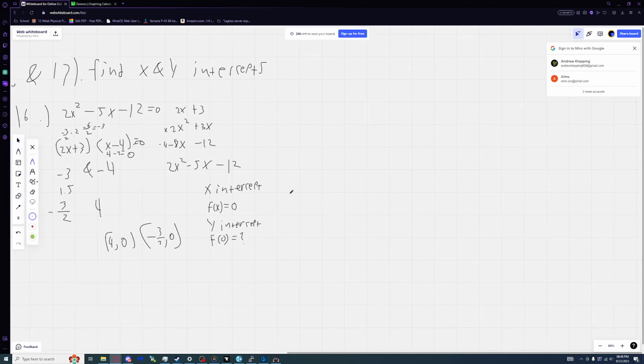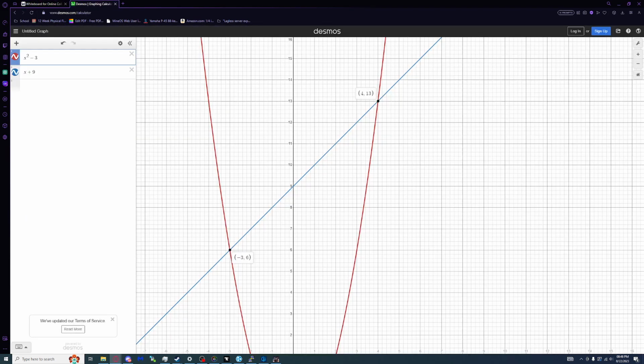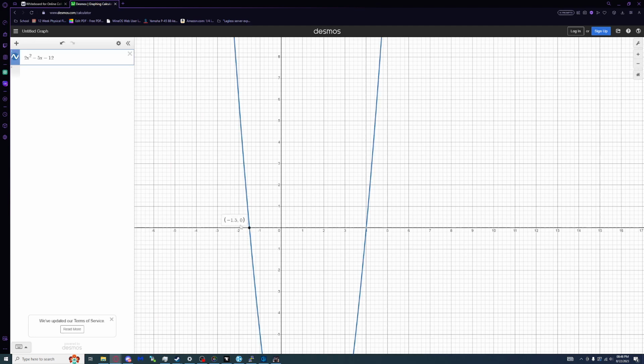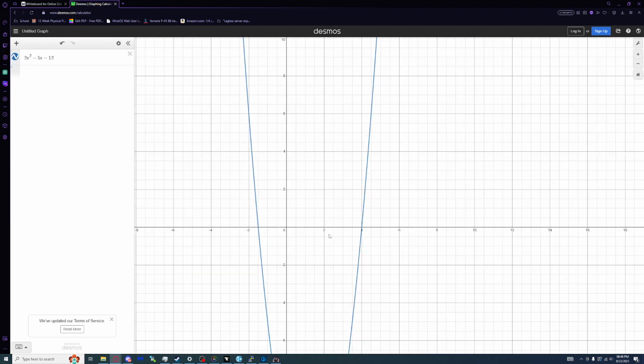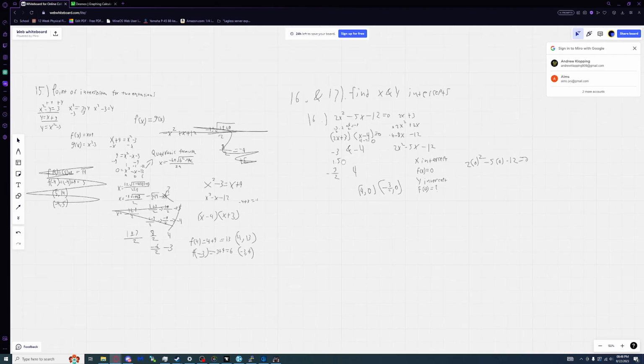and when we were doing 2 times 0 squared minus 5 times 0 minus 12 equal to 0, that's what f of 0 is. And now we can go ahead and look at Desmos, and we can validate this. Hopefully it won't be wrong this time like last time. We're going to get rid of these. Of course, 2x squared. And we can see that our first x-intercept is at -1.5, or -3/2, and 4, 0. And our y-intercept is down here all the way at -12, thus validating our math.